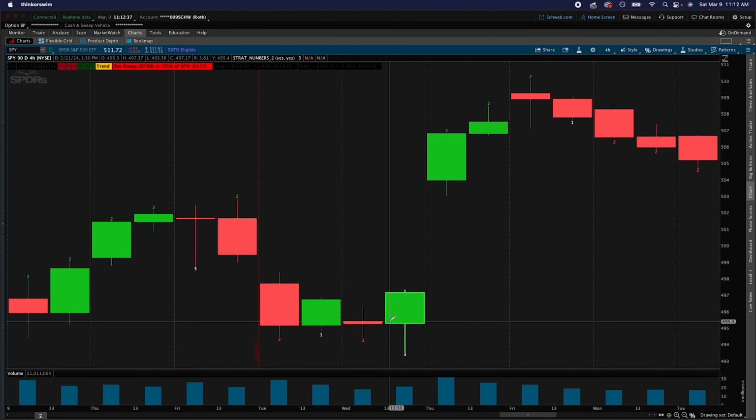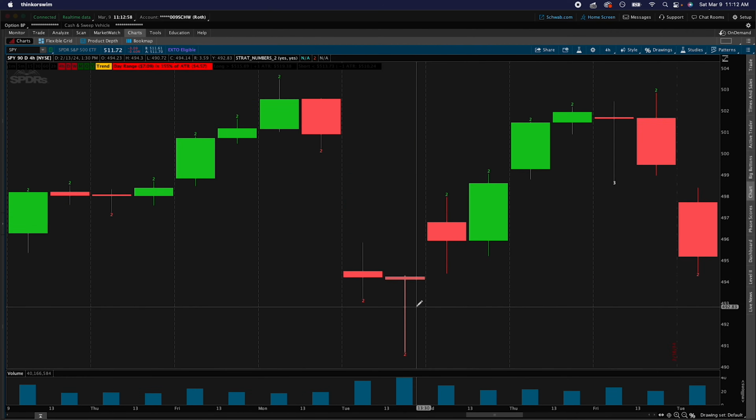So as soon as it went 3 up, again, our entry is above this wick. First target, this candle high. Second target, this candle high. Third target, this candle high, and so on and so forth, as price continues in your favor.